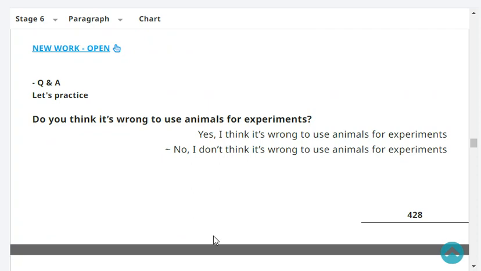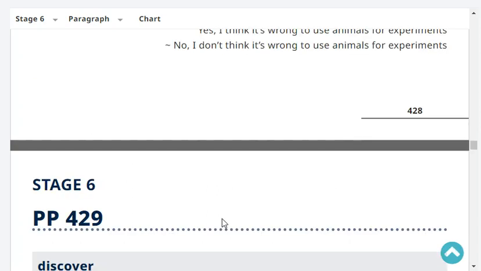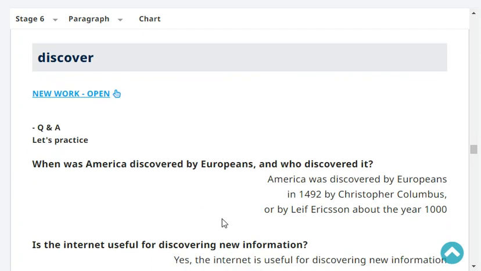Do you think it's wrong to use animals for experiments? Yes or no? No, I don't think it's wrong to use animals for experiments. Very good.